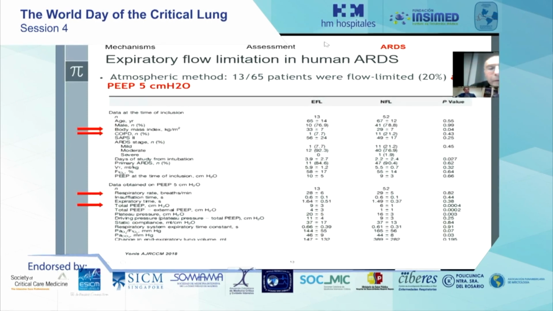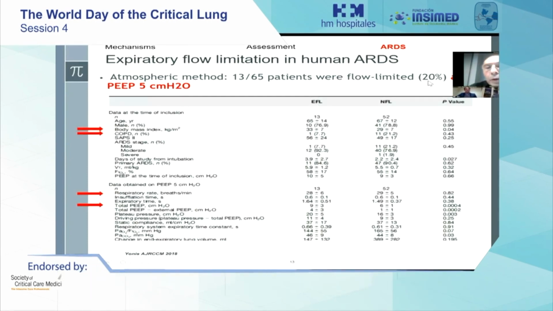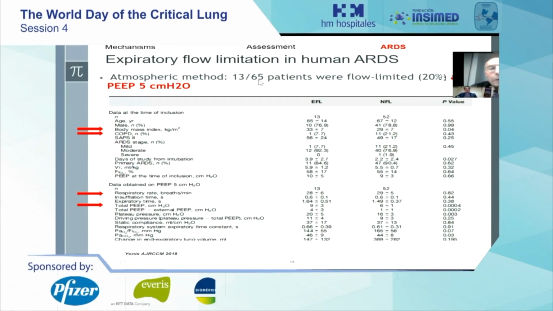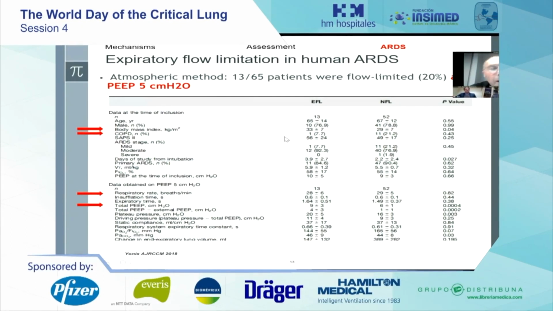And interestingly enough, in our patients, 20% of them were flow limited at PEEP 5, and they had a body mass index significantly higher than patients not flow limited.